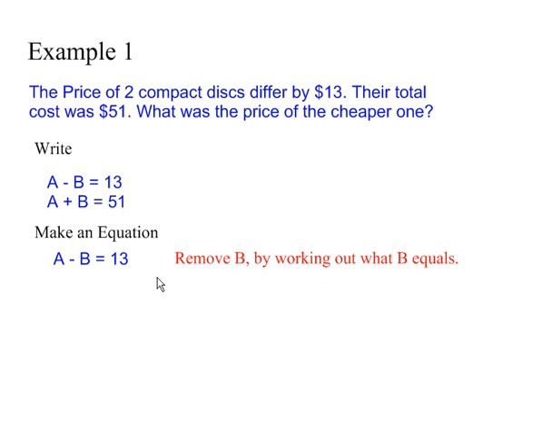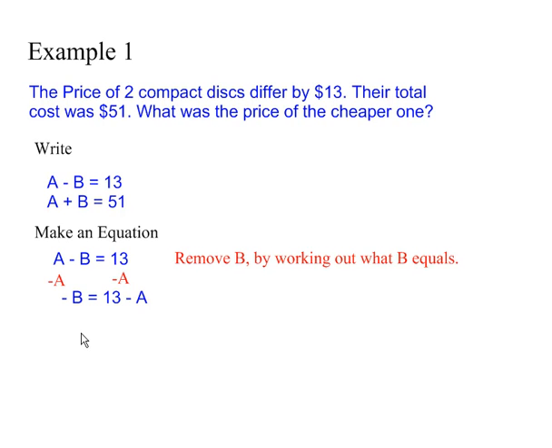So I know A minus B equals 13, so what I want to do is remove the B by working out what B equals. And so what I can do very quickly is remove the A from this side by doing the opposite. So I change the side, I change the sign, so the plus becomes a minus. And what I do to one side, I do to the other. So I minus A from the left side and the right side. So I can quickly work out what B equals.